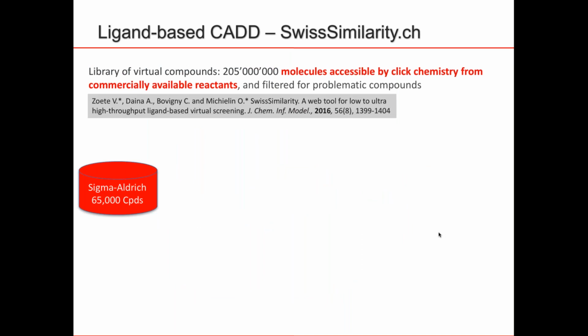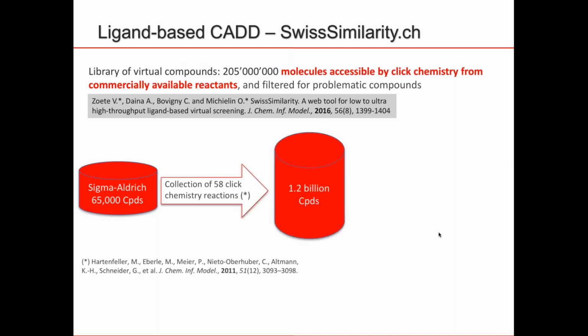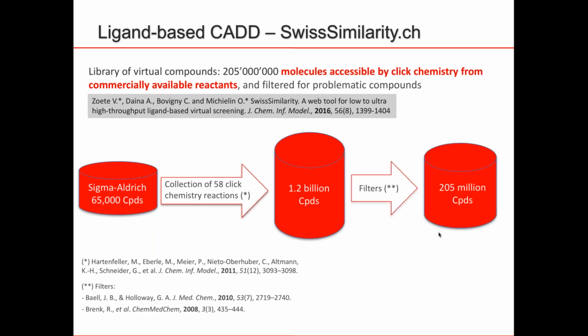For this library of virtual molecules, we wanted it to be useful, so not just a collection of impossible molecules, but something which is really accessible. So we started from the Sigma-Aldrich library of compounds, and we applied virtually a series of click chemistry reactions to them in a combinatorial way. We created 1.2 billion different chemical reactions, and we screened the different reactants to only keep the drug-like ones according to different chemoinformatics filters. And this gave this library of 200 million molecules.